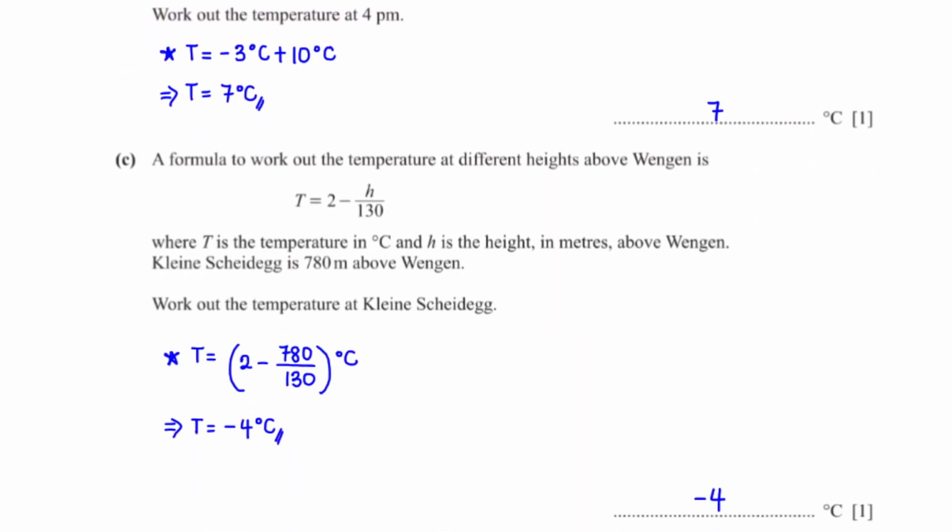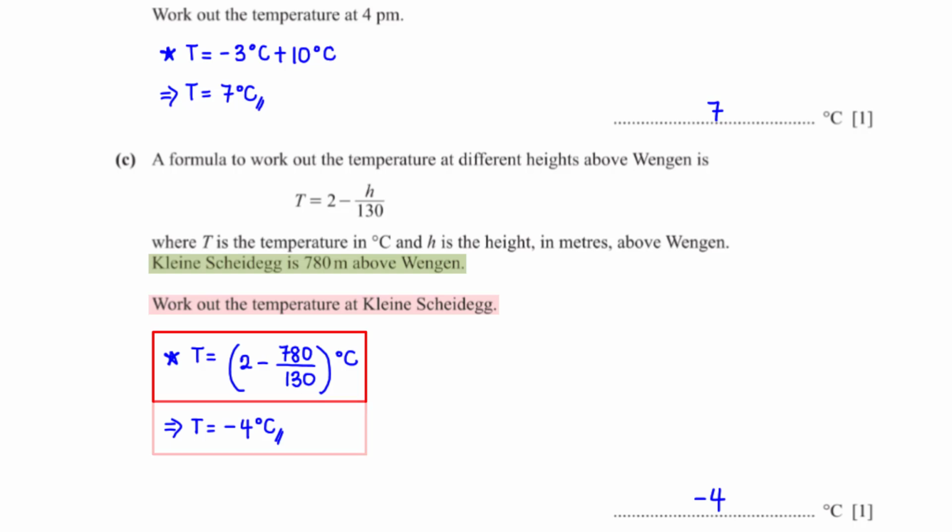A formula to work out the temperature at different heights above Wengen is T equals 2 minus h over 130, where T is the temperature in degrees Celsius and h is the height in meters above Wengen. Kleiner Scheidegg is 780 meters above Wengen. Work out the temperature at Kleiner Scheidegg. All we need to do is plug in h equals 780 into the given formula. This gives us -4 degrees Celsius.